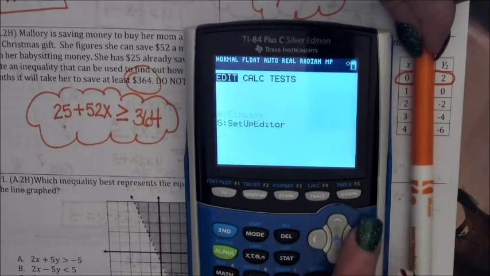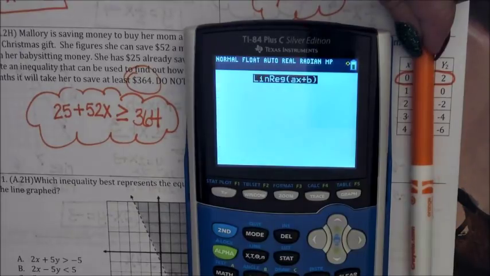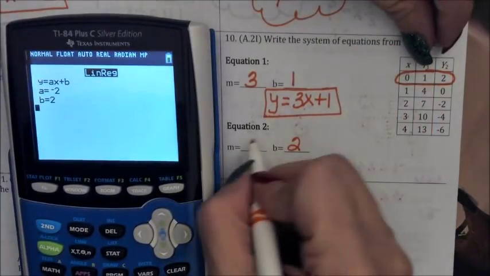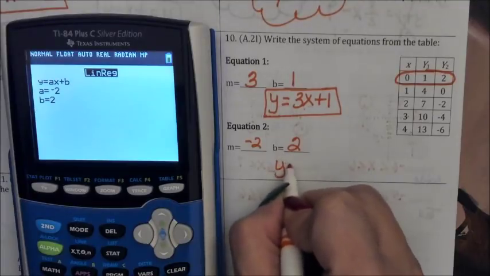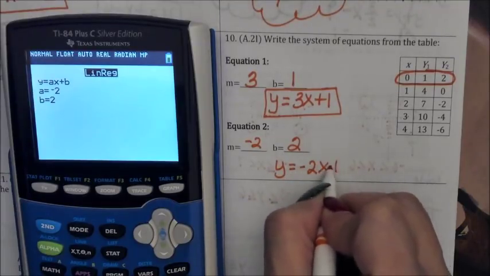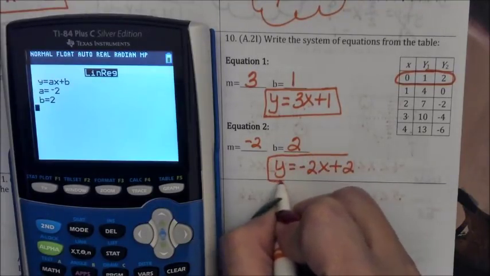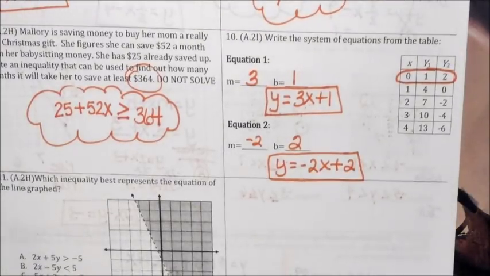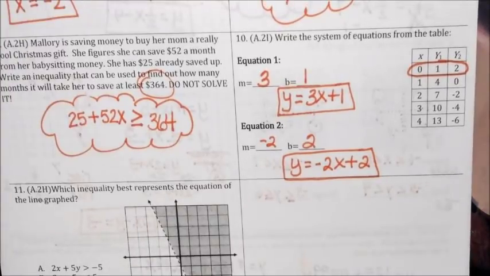Stat, calculate. Number 4. There it is, negative 2 and 2. So my m is negative 2. So y equals negative 2x plus 2. How awesome was that? So when you're given tables, know that you've got those regressions you can do. Those make it so much easier.